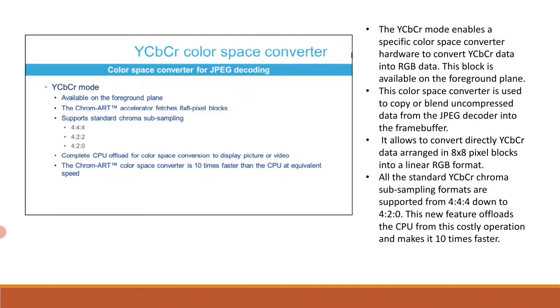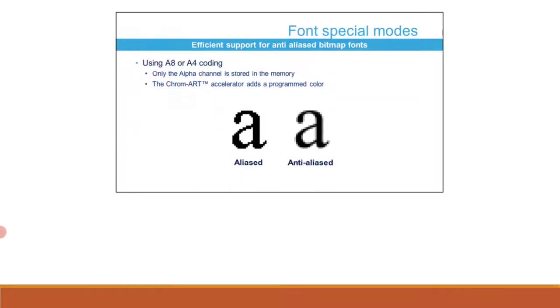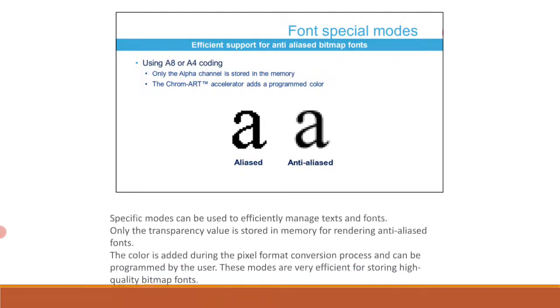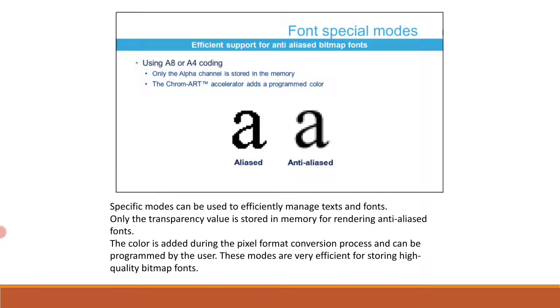Is this clear? Then we can move on to the font special modes. Specific modes can be used to efficiently manage text and fonts. Only the transparency value is stored in memory for rendering anti-aliased fonts. So you can see the difference here, alphabet A in aliased fast and anti-aliased font. The color is added during the pixel format conversion process and can be programmed by the user. These modes are very efficient for storing high quality bitmap fonts.